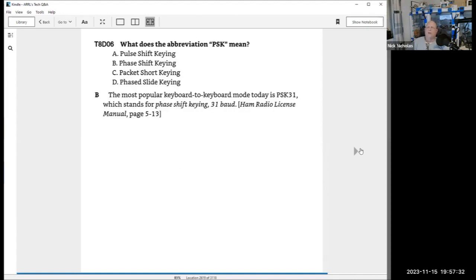What does the abbreviation PSK mean? PSK stands for phase shift keying, and it is a very popular type of keyboard-to-keyboard communications. The most common is PSK 31, and it's probably going to change with a new ruling.